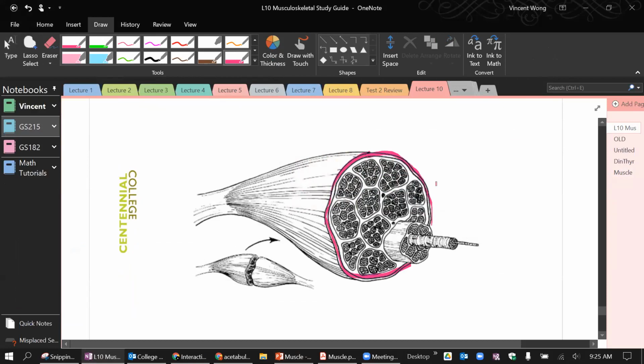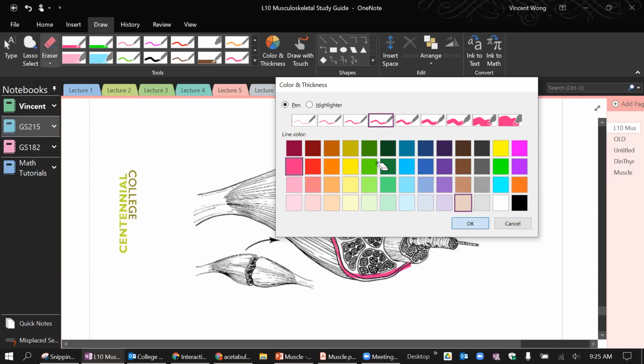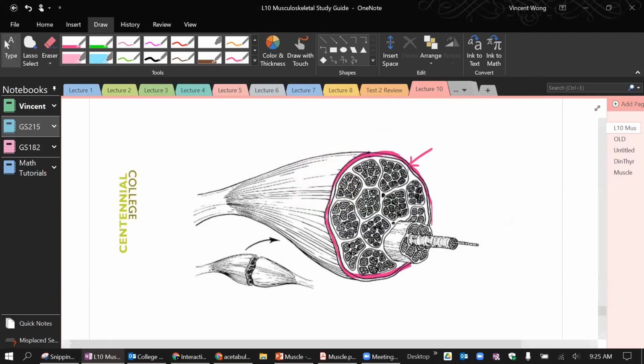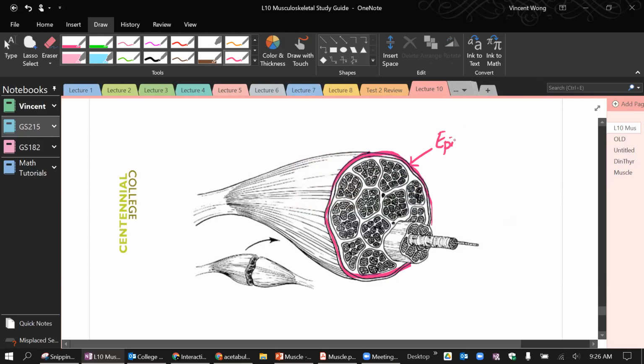Help me out, guys. Show me that you understand what I just taught you. What is it that I just circled? This whole thing. What should I label that as? Help me out, please. Should I randomly pick someone to tell me what that is? Or maybe you can tell me what it is. Yes, Sierra, thank you. That is the epimysium.